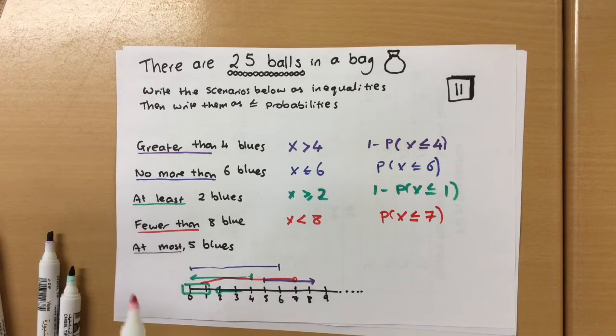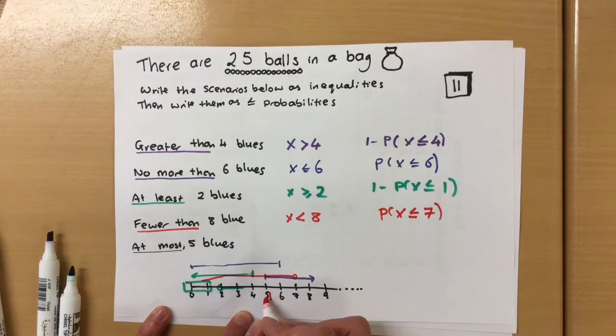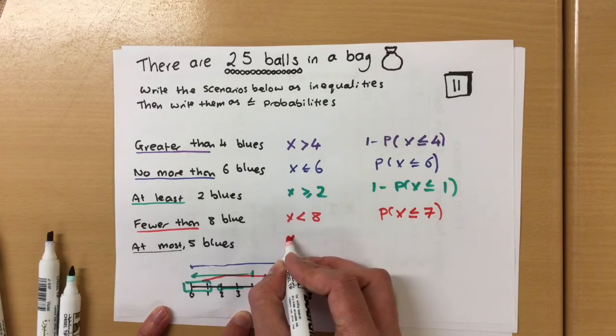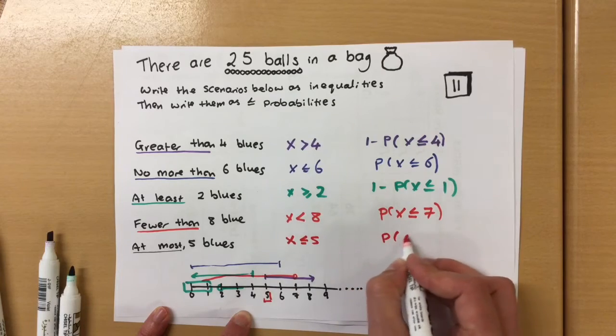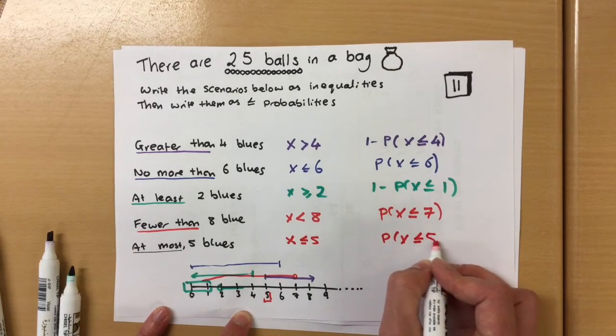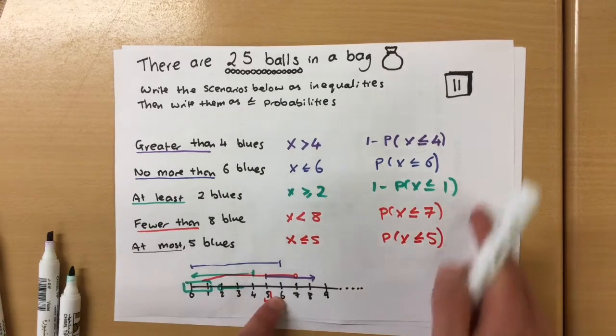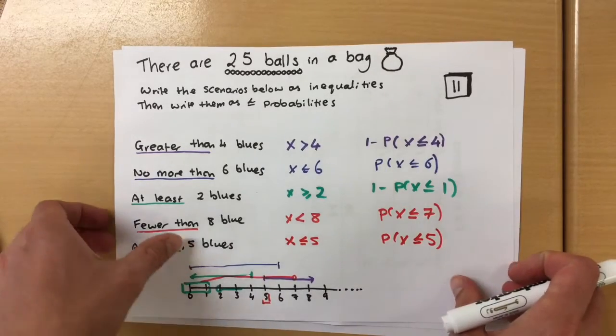And at most 5 blues. Well, it means we're allowed 5, but no more than that. So x is less than or equal to 5. Again, it would be probability x less than or equal to 5. This becomes very important, and you'll realize that in a second.